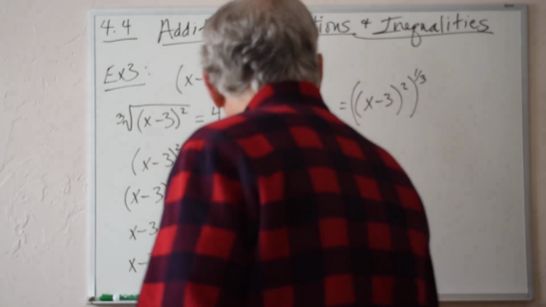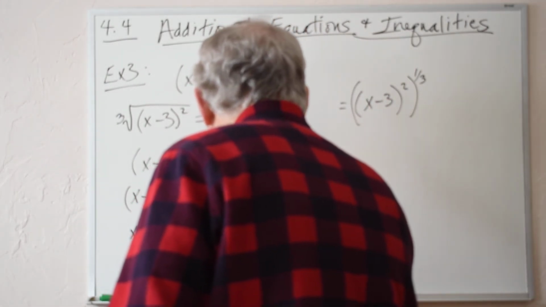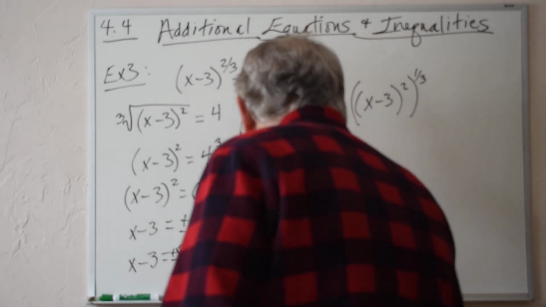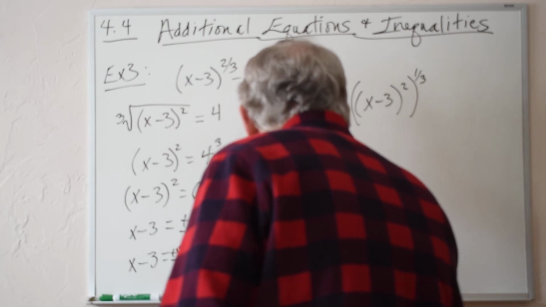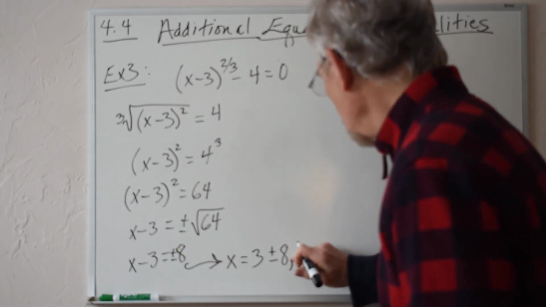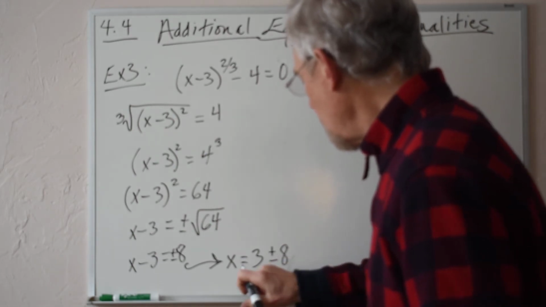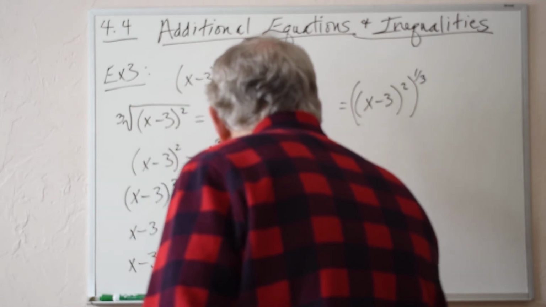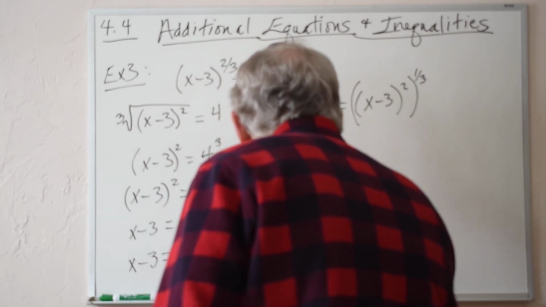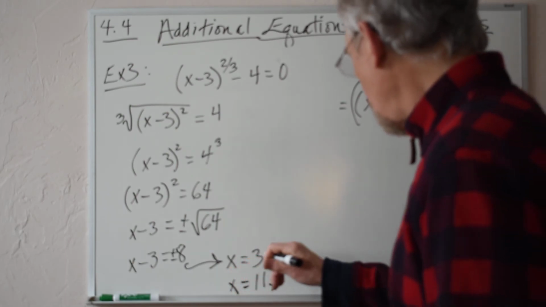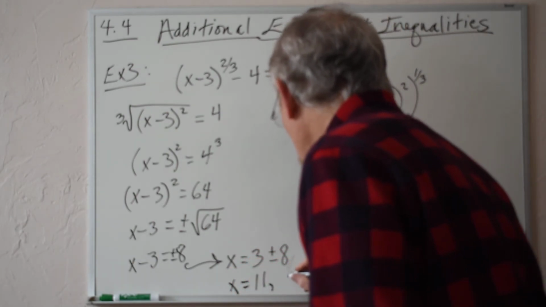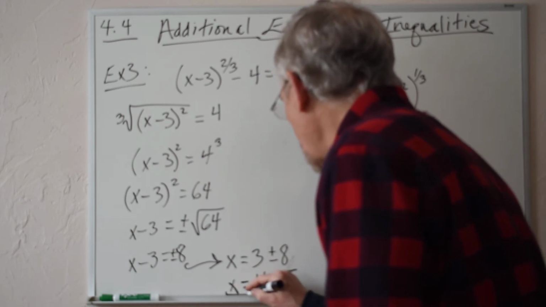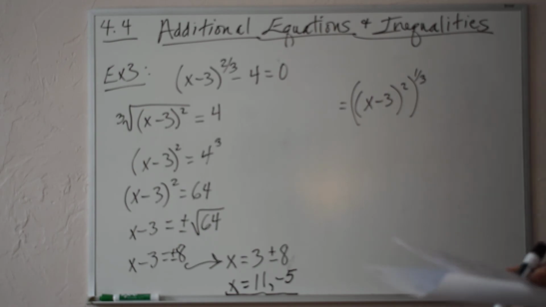So that means x, if I add 3 to each side of this equation, I get x equals 3 plus or minus 8, which is just a shorthand way of writing a list of two numbers. This is just the same as saying x equals 3 plus 8, which is 11, and also x could equal 3 minus 8, which is negative 5. So there are my two potential roots.